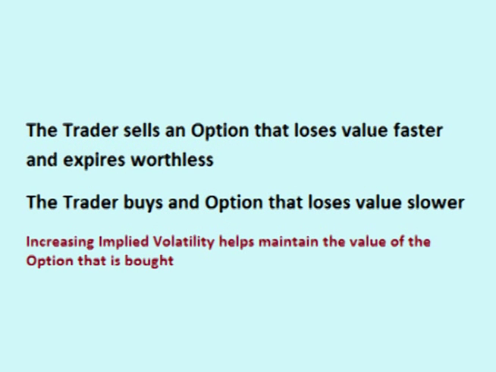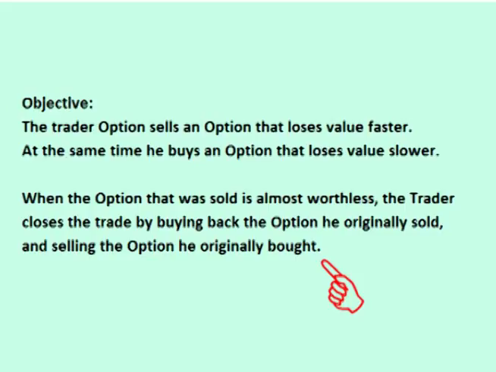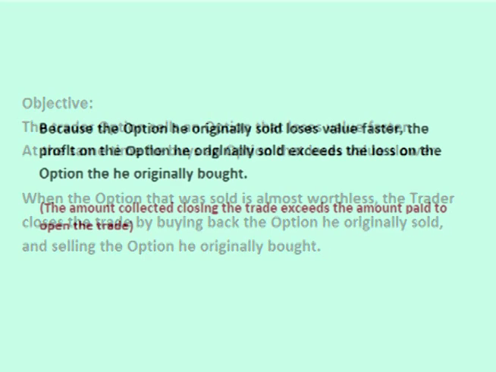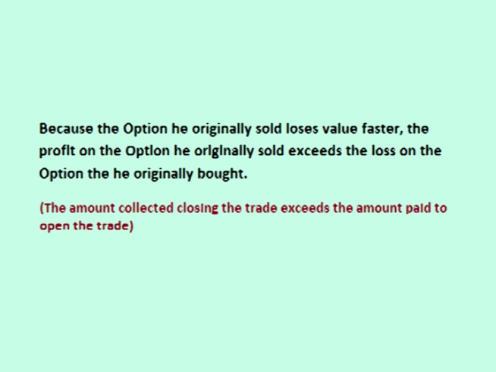The objective for this trade is that the value of the option that is sold decays and expires worthless, while implied volatility is increasing, helping to maintain the value of the option that is bought. Typically, this trade is closed just before the option that is sold expires worthless, with the trader both buying back the option that he sold and selling the option that he purchased at the same time. The goal is that the difference in price, which is collected, exceeds the original cost to place the trade.